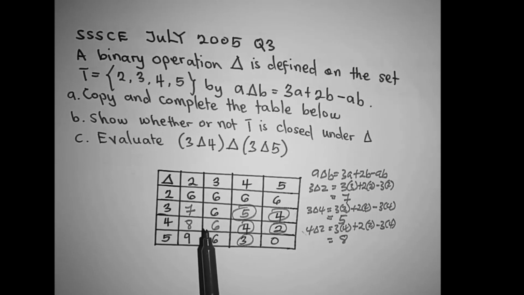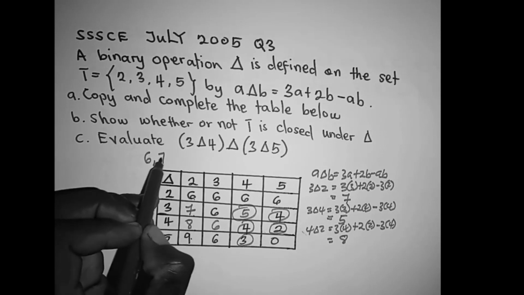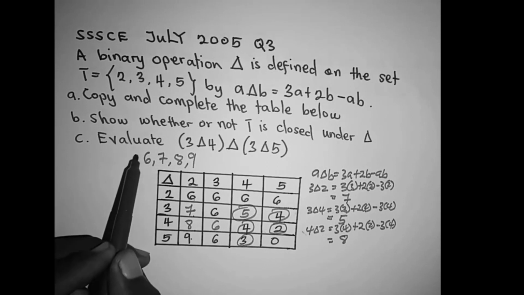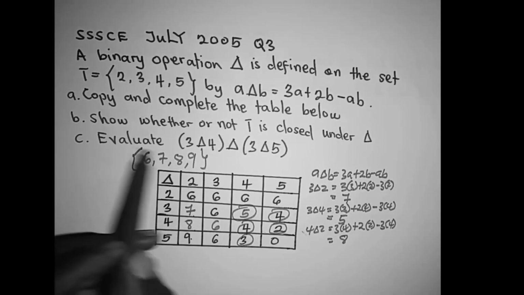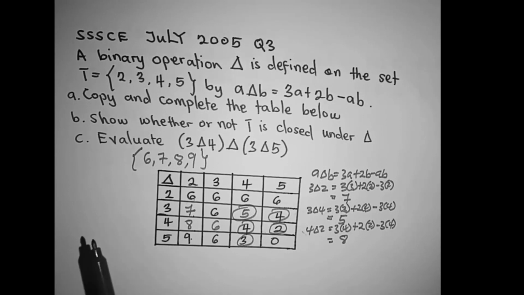The rest, we have 6, we have 7, we have 8, we have 9. So these members, which are 6, 7, 8, and 9, are the elements that do not make T closed, and therefore the operation is not closed. This is not a closed operation.